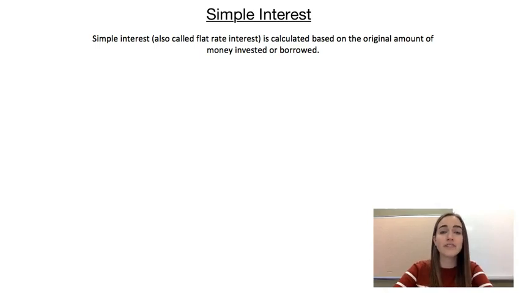In this video, I want to have a look at simple interest. So simple interest is also sometimes called flat rate interest, and it's interest that's calculated based on the original amount of money that we've either invested or borrowed. So it doesn't matter how much that has grown to, it's always based on the original amount.